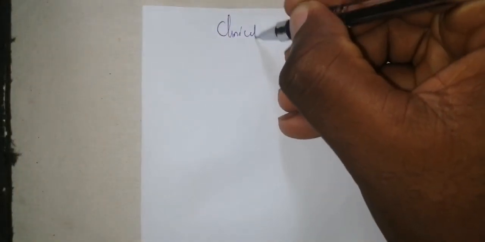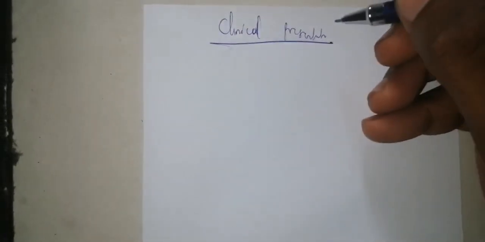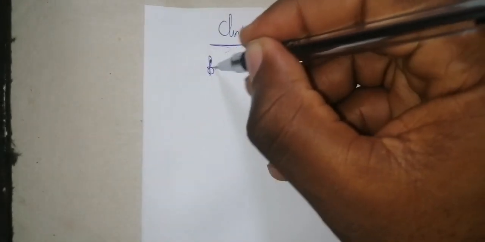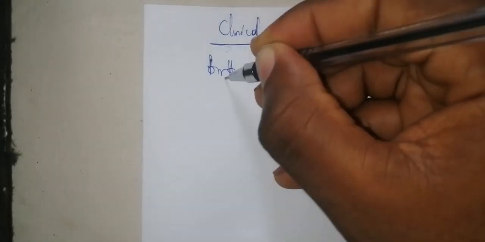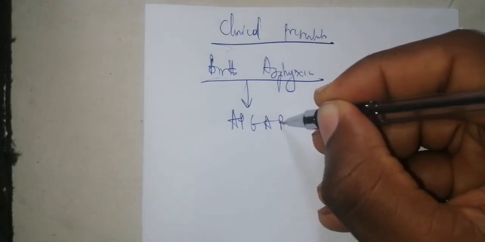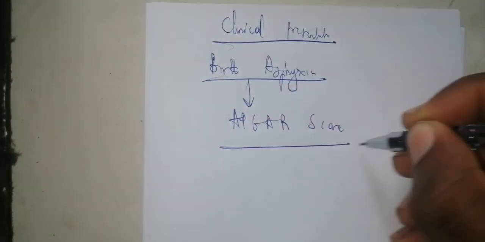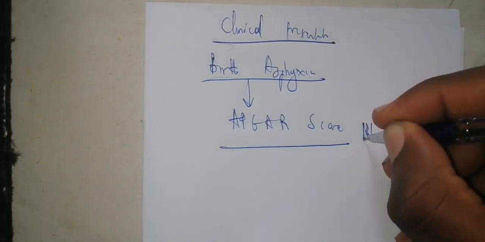Okay, now we're going to visualize clinical presentation. So we start with the clinical presentation of birth asphyxia. For the clinical presentation of birth asphyxia, we need to evaluate what? The diagnosis of birth asphyxia is going to be based on the Apgar score.